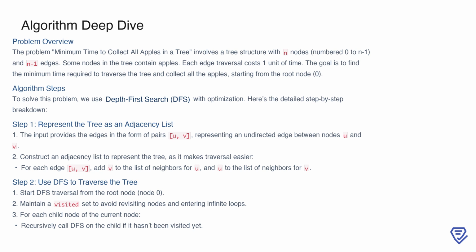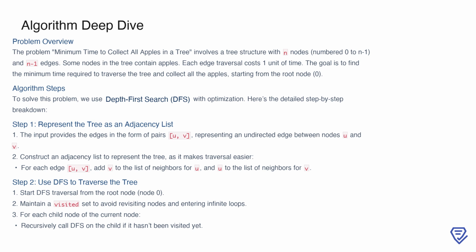The first step is to represent the tree as an adjacency list. The edges are provided as pairs, U, V, where each pair represents an undirected edge between nodes U and V. Using this information, we construct an adjacency list.